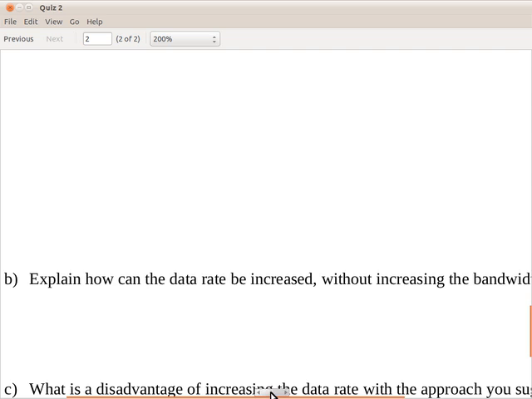How can the data rate be increased without increasing bandwidth? Okay, easy. If we cannot increase B, the only way to increase C is to increase the number of levels, M.